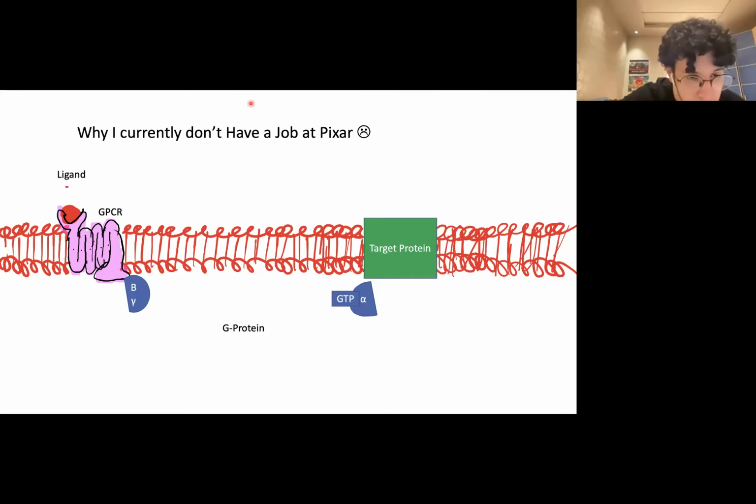Okay, to turn it on, we make GDP into GTP. Okay, we don't make GDP into GTP. We just take out GDP and put GTP in its place. And this would activate the G protein. Okay, are we all clear?